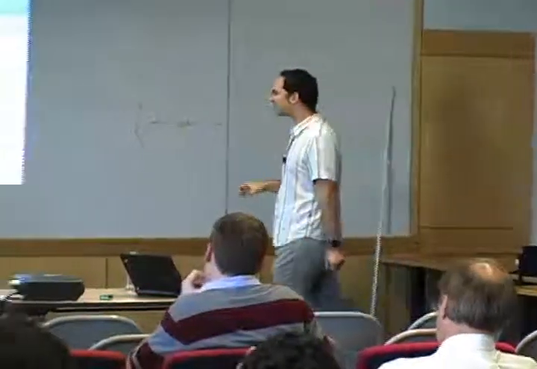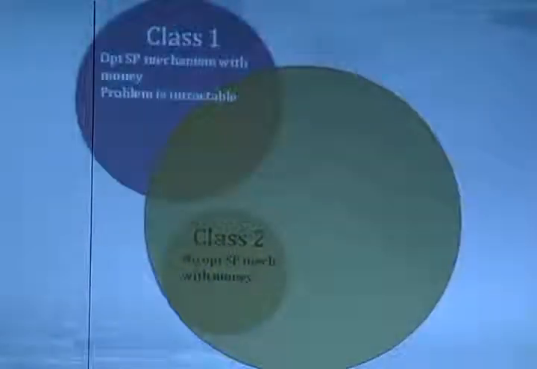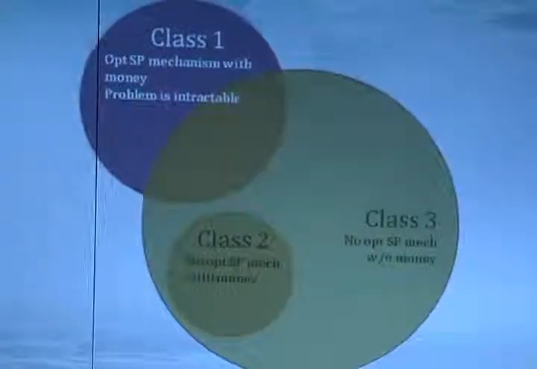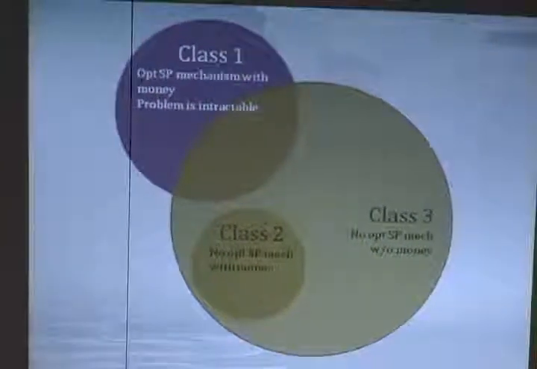The second class, so this first class includes problems like combinatorial auctions or scheduling on related machines, and that's the biggest class. The second class is much, much smaller. It's the class of problems where there is no optimal strategy-proof mechanism even if you allow payments. Okay, so this, for example, includes scheduling on unrelated machines.